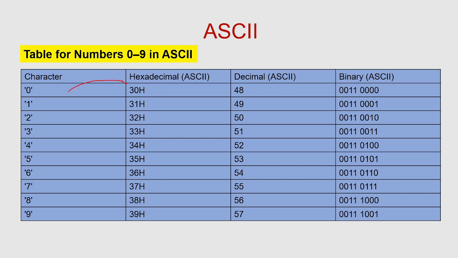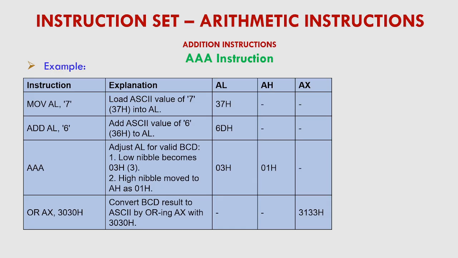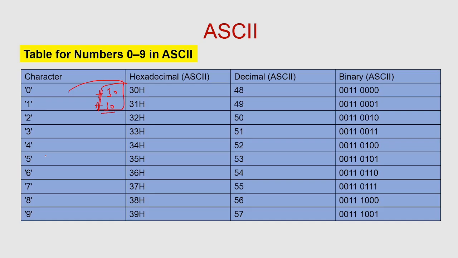So here you can see that 30 is being added. For 0, the hexadecimal is 30. For 1, the code that represents the character is 31. That means for every representation, 30 is being added. So that is important to write the code. Okay, so come here, you can see the 7 is represented by 37 because that is in hexadecimal. So this code represents the character, right? So 6 is 36. So you can see AAA is used. Okay, so I hope you understand.